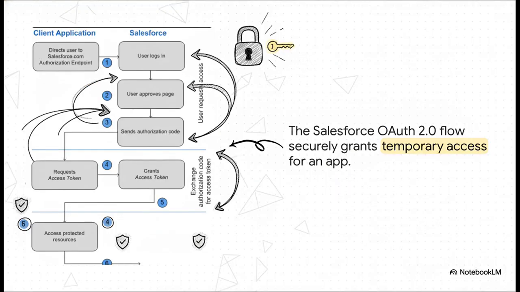Okay, so this diagram might look a little complicated at first, but it's basically the whole dance, from start to finish. It all begins when the application sends you, the user, over to Salesforce to log in. You log in, you click Approve, and then Salesforce sends back this temporary, one-time use code. The app then takes that code and behind the scenes swaps it for the real prize, the access token. Once it has that token, boom, it can securely access your data. It's this perfectly choreographed sequence that keeps your main credentials safe.